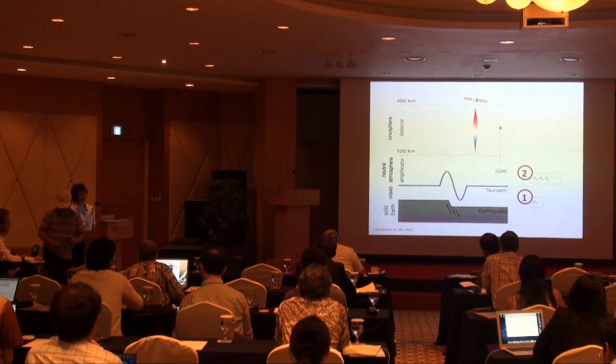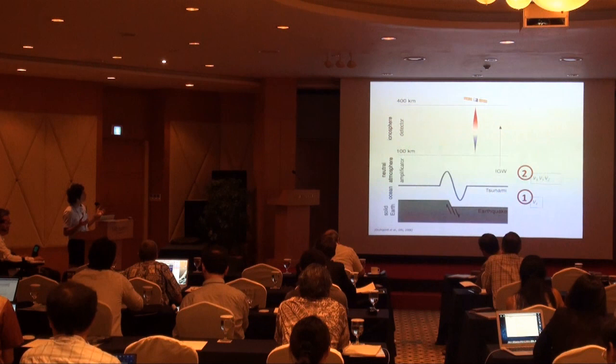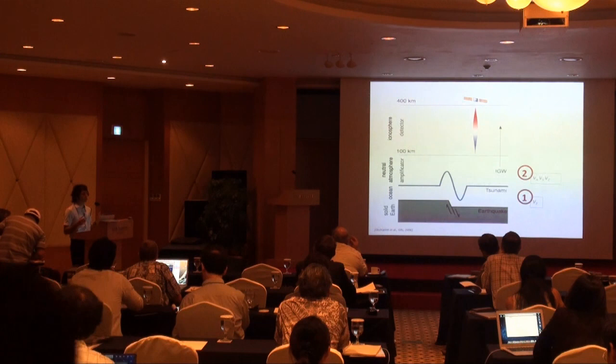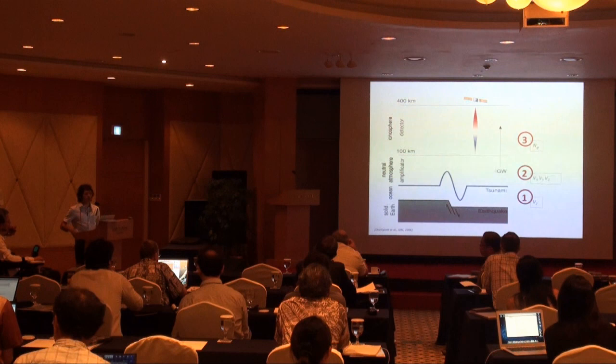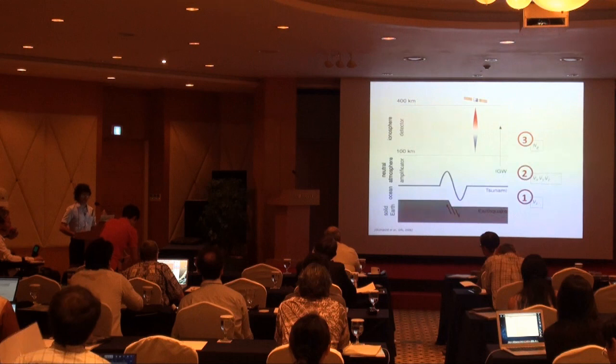So when they go up and cross the ionosphere, they start to create perturbation, introduced by the movement of the particles in the ionosphere. In particular, they create perturbation in the plasma density. This kind of perturbation can be visible when we have electromagnetic waves crossing the ionosphere.